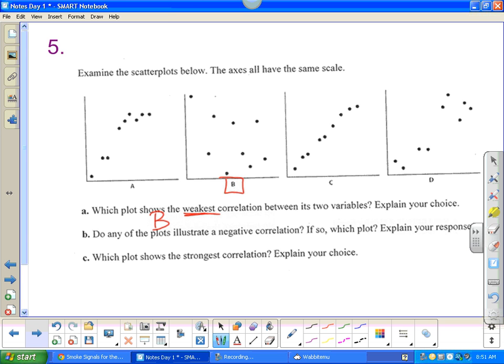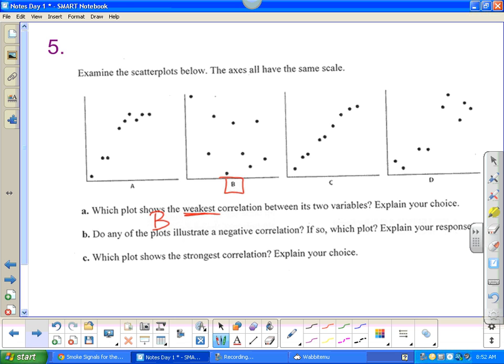Do any of the plots illustrate a negative correlation? If so, explain your response. Well, A definitely looks like it's headed in a positive direction. B's kind of scattered all over the place. Let's come back to him. Look at C. C is definitely headed in a positive direction. And D, although D is a little bit loose, it is definitely headed in a positive direction.